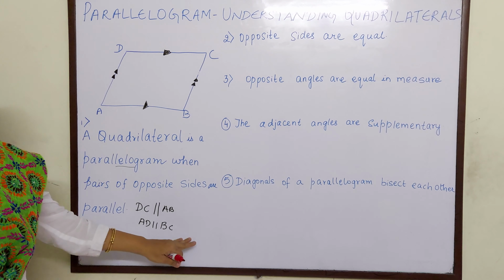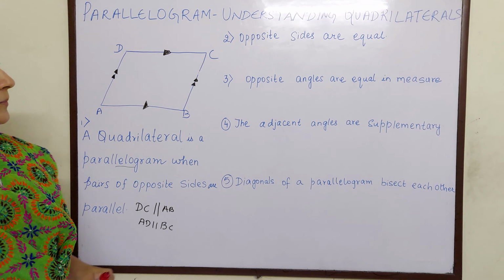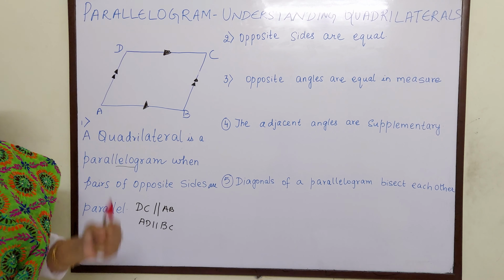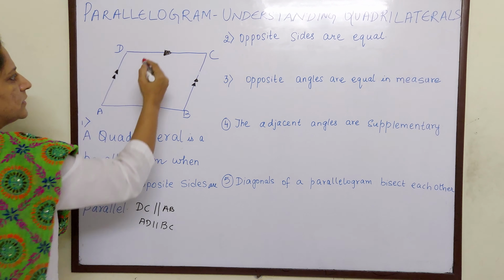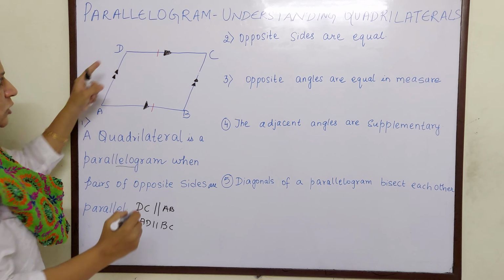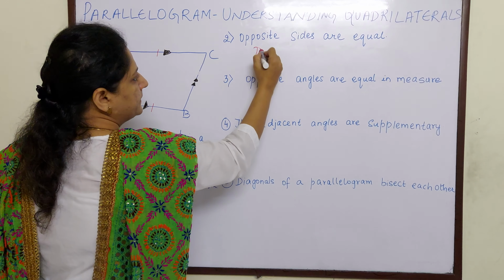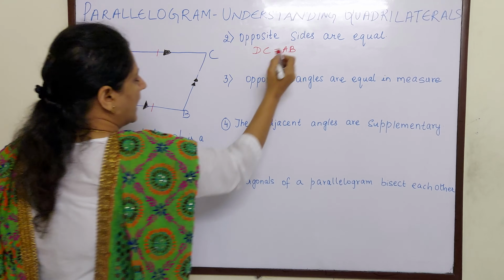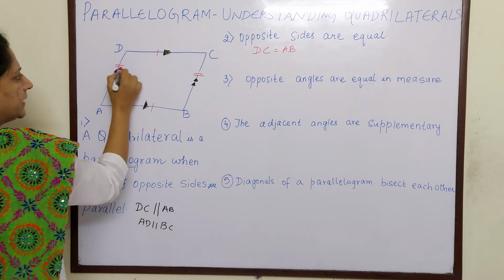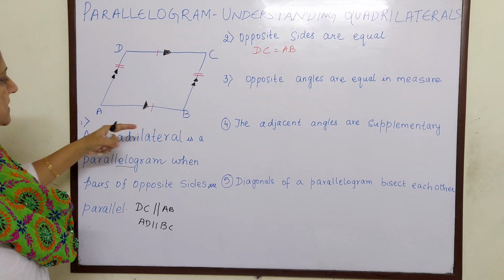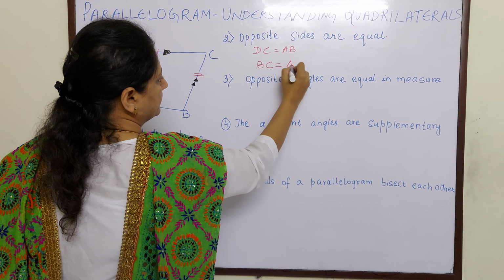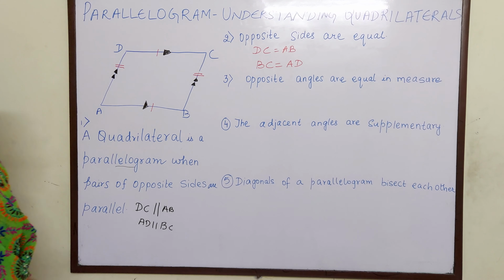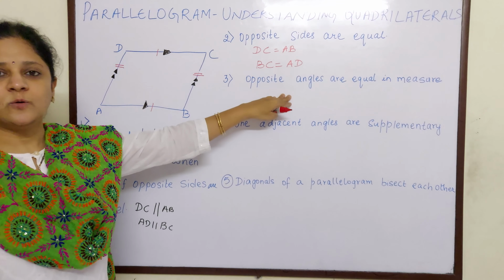So this was our first property. Let us go to the second property. Opposite sides are also equal. That means not only are they parallel, they are also equal. So I will put one line here showing that DC is equal to AB, and this is equal to this. So I am putting here two dashes, which means BC side is equal to AD. Hope you understood, children. Next property is opposite angles are equal in measure.